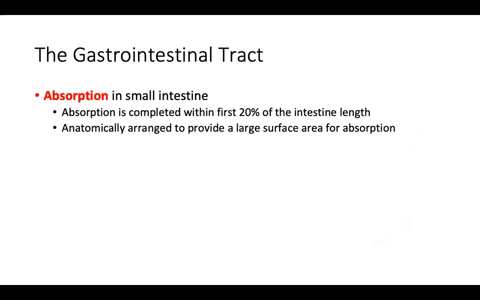Okay. So absorption, most of it happens in the small intestine. It's completed within the first 20% of the entire length of the small intestine. And the intestines are anatomically arranged to have a really large surface area for that absorption. So another adaptation that we see for absorption to occur. So it's kind of coiled and kind of jam-packed, as we've seen in the lab, into the central part of the abdomen there. And that alone helps to increase the surface area.